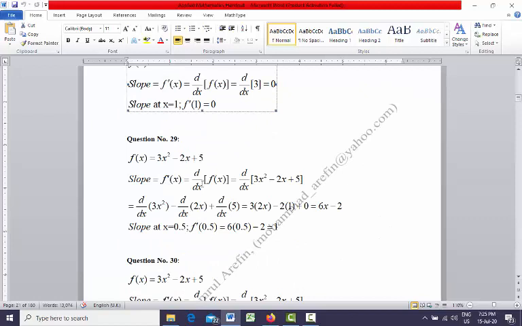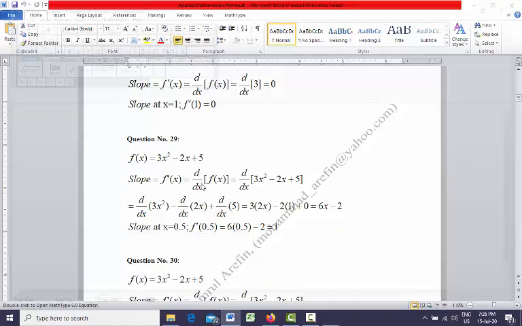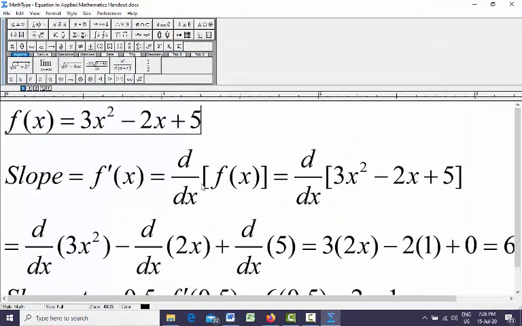Now let's move to question number 29. Here also we need to find the slope of the tangent. To find the slope of the tangent, we just need to find the slope of the curve, because as I said before, the slope of the tangent is the same as the slope of the curve at the point of tangency. So here you need to find the slope of this function, or this curve.